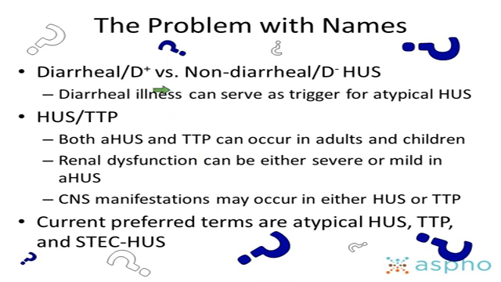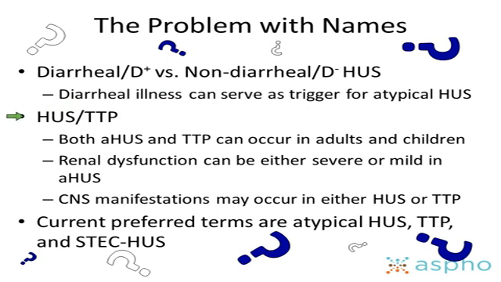So just a little bit of housekeeping here. There are some other terms for these TMA syndromes in the literature and historically that have, over time and more recently, become problematic. One such categorization is diarrheal or D positive versus non-diarrheal or D negative HUS. This has become problematic in large part because diarrheal illnesses can serve as a trigger for atypical HUS, the infectious illnesses, and can also be a prominent feature of atypical HUS in a subset of cases.